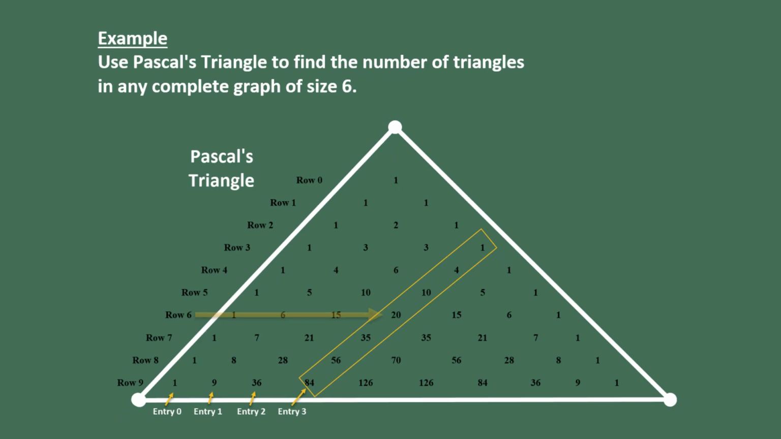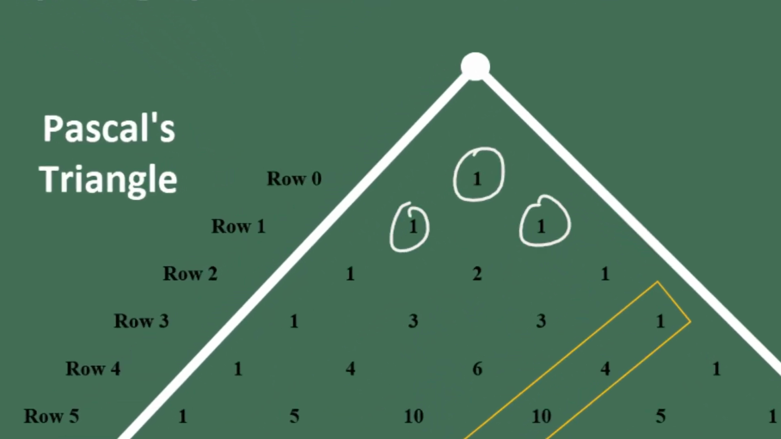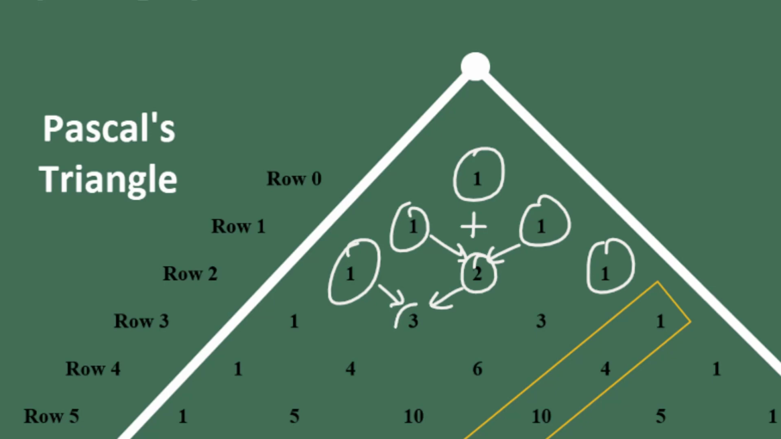It turns out we can also find the number of triangles in a complete graph of size 6 using something called Pascal's triangle. If you're not familiar with Pascal's triangle, it's a triangle that can be built based on the idea of starting with ones in a triangular format, continuing with ones down the side, and forming the other entries by adding the two entries above. So 1 plus 1 equals 2, 1 plus 2 equals 3, 2 plus 1 equals 3, and so on.